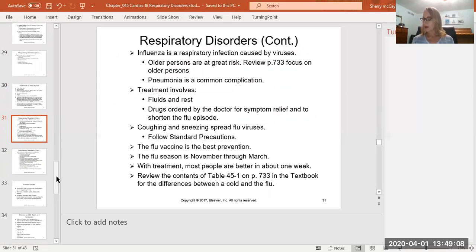All right, let's talk about influenza. It's a respiratory infection caused by viruses. Older persons are at risk. So review, let's see here. Let's go to 733. And you can see in the box there about older folks. It says older persons may not have the signs and symptoms listed. Okay, so their symptoms may be different than what our symptoms may be if they have influenza.